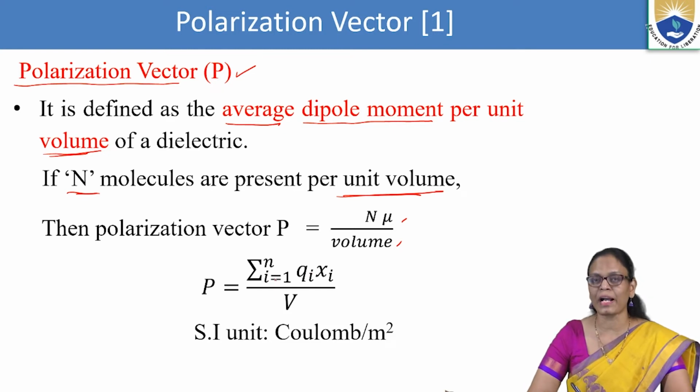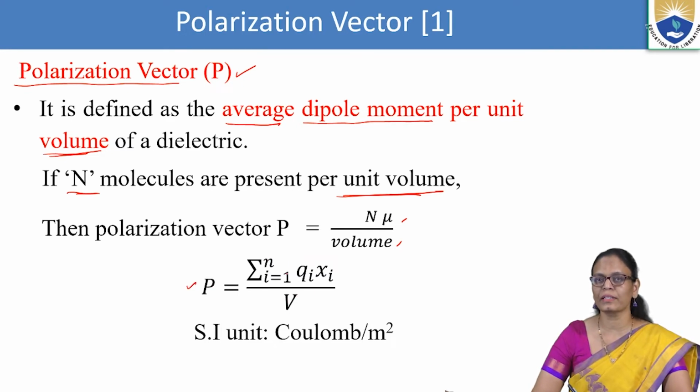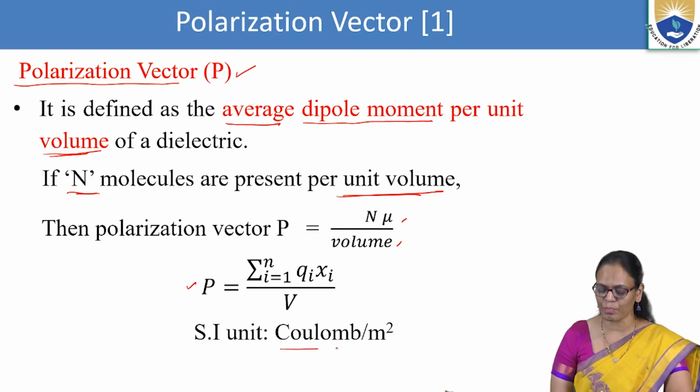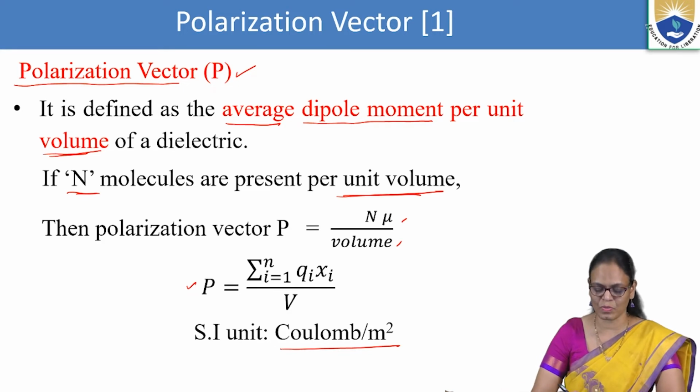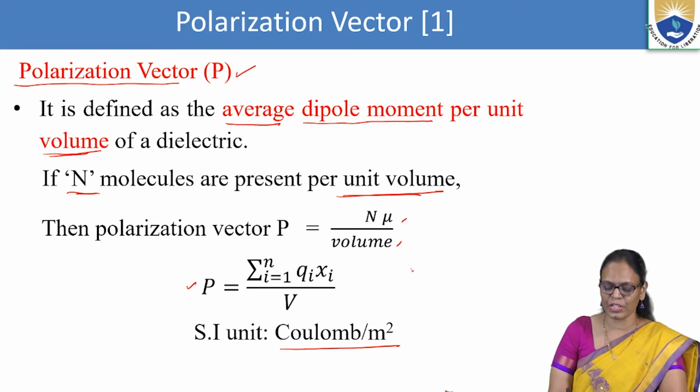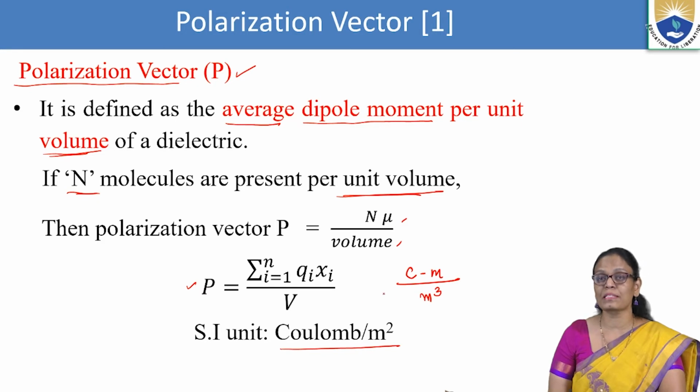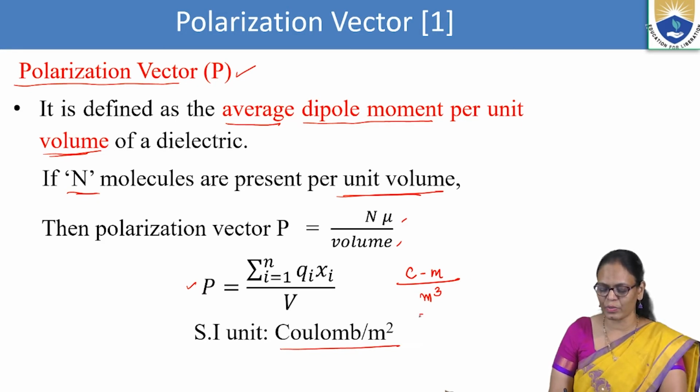So I take the sum from i equal to 1 to N, divided by volume, that gives us P. So to calculate the total dipole moment per unit volume gives us the polarization vector. The SI unit for the polarization vector is Coulomb per meter square, because for the charge we have Coulomb and the distance is in meter. The volume is always in meter square. Sorry, volume is in meter cube. So we get the unit as Coulomb per meter square.